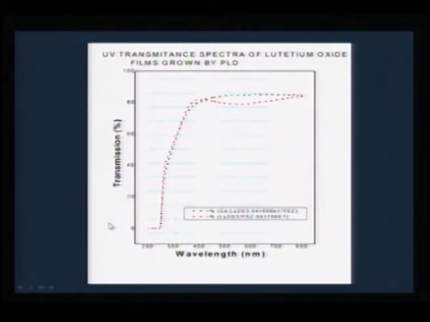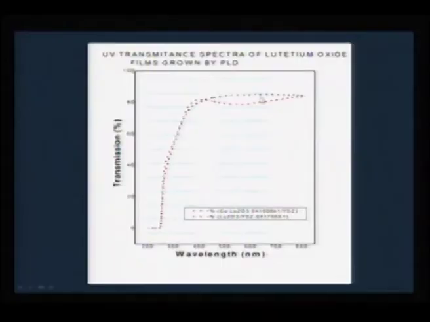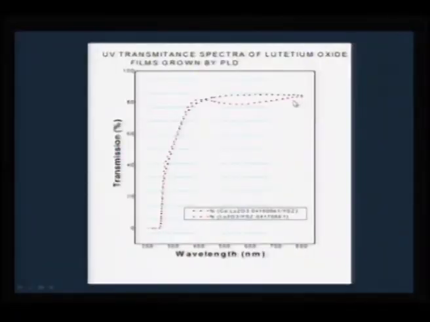And you can see here, you can make a very nice quality Lu2O3 film, and look at the transmittance level. It is nearly 90% transmittance, which means it's almost a transparent electrode sort of thing. So you can make such clean material on a variety of substrates. For example, here we have used yttrium stabilized zirconia.